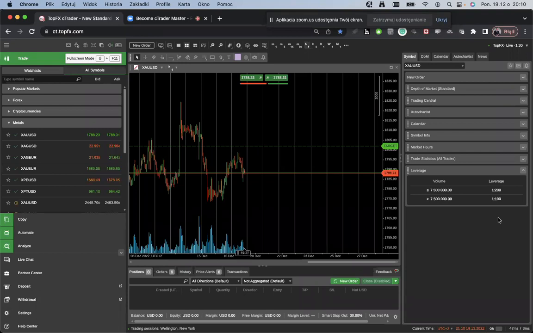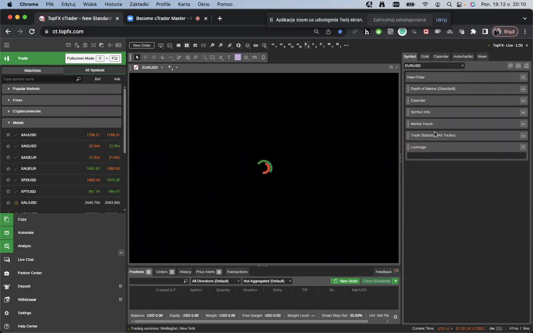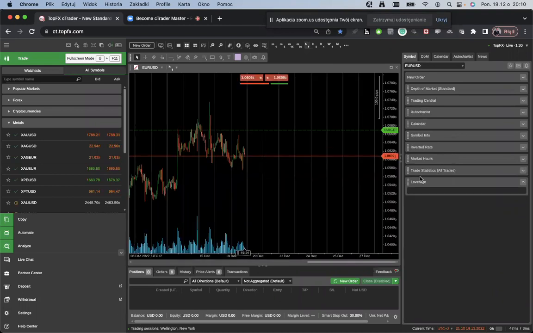So if you want to check the dynamic leverage of a symbol, you check the symbol here, or you check the symbol here. For example, right now I'm going to check euro dollar, and when you scroll down to the leverage section, you can see the dynamic leverage section. The leverage volume is always noted in USD, in the American dollar, regardless of the symbol.